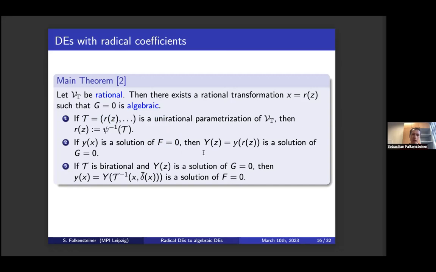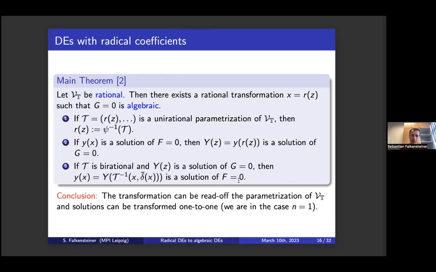So we have a one-to-one correspondence between the solutions, and we have a criteria to say when we can perform such a transformation, namely exactly when the tau variety is rational. And the transformation can be just read off the parametrization of the tau variety. So it's, let's say, not so extremely hard to find, not harder than finding a rational parametrization of a curve.